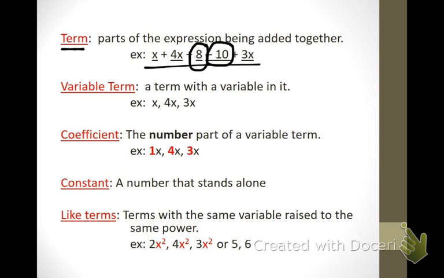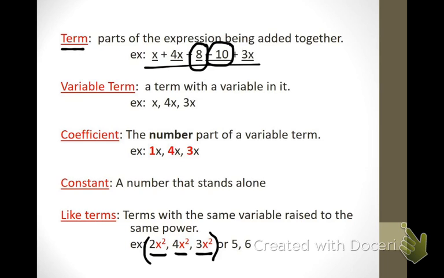They stand alone. Now here's the main thing that I want you to get from this. It's trying to figure out what the like terms are. Read to me what like terms are. Terms with the same variable raised to the same power. Okay, so look right here. I have 2x squared, 4x squared, 3x squared. Those all have the same exact variable raised to the same power. That has an x squared, that has an x squared, that has an x squared. So those right there are like terms.